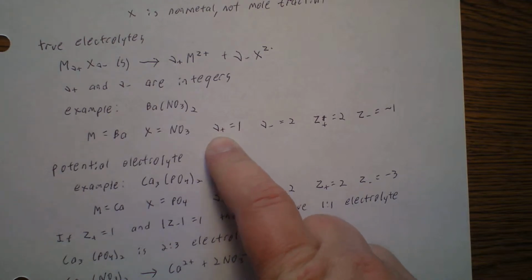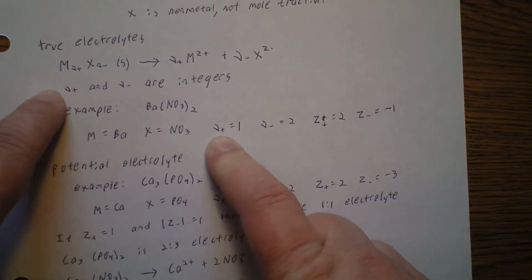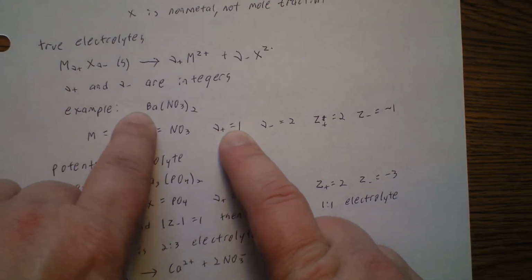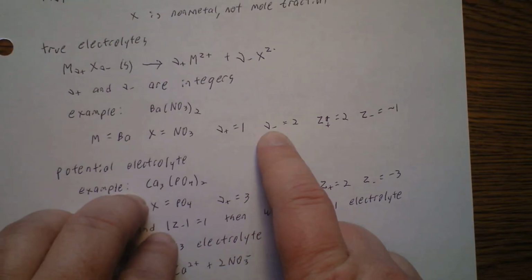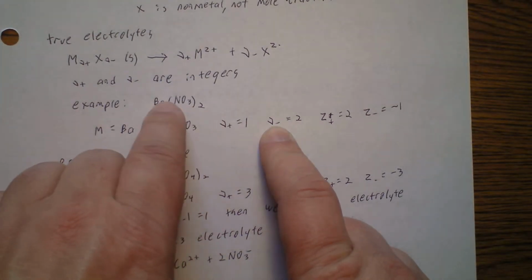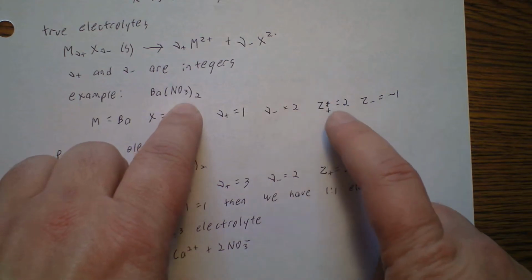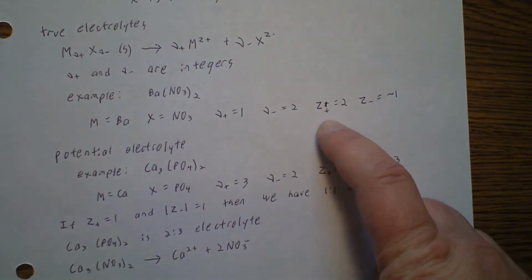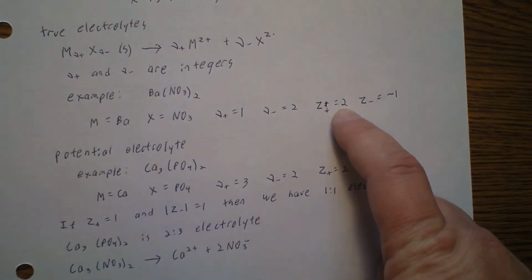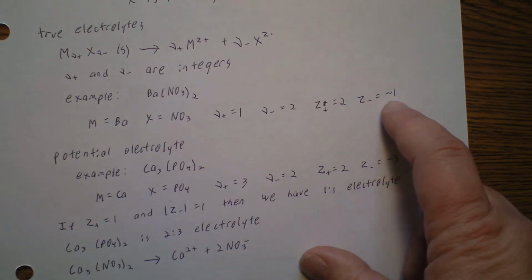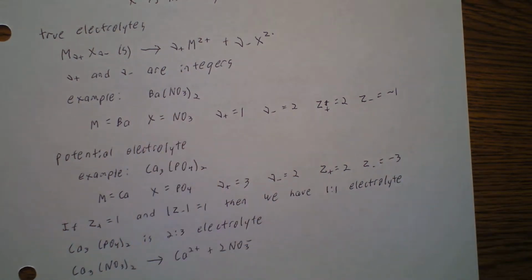The nu plus is 1 because there's 1 barium. The nu minus is 2 because there were 2 of these nitrates. And then the charge on the barium is going to be 2. And then the Z minus will be minus 1 because each nitrate will only have a minus 1 charge in the solution.